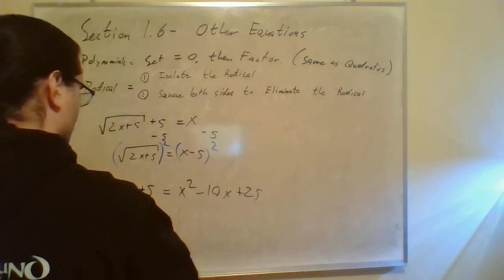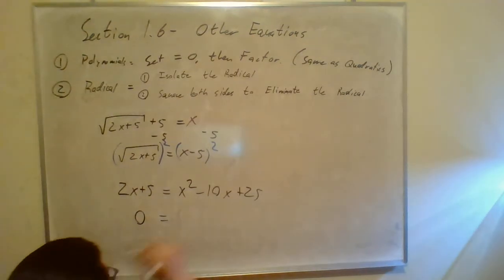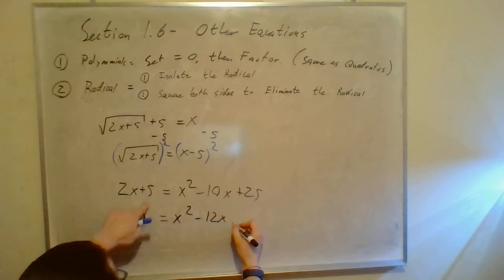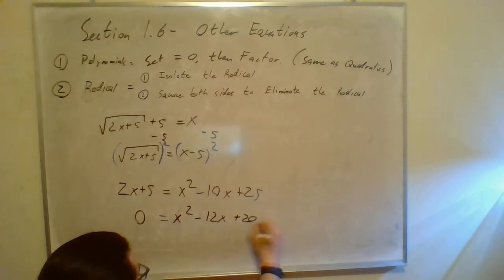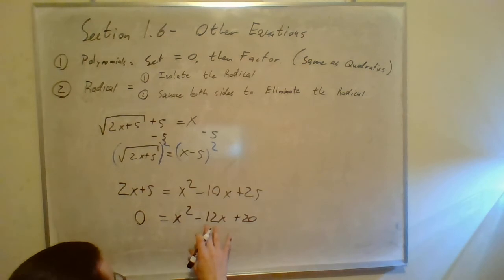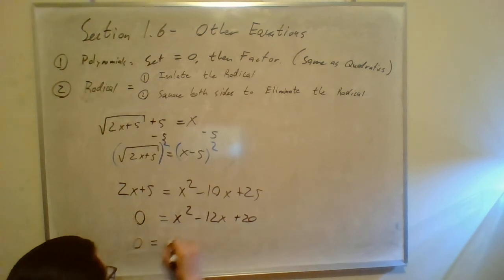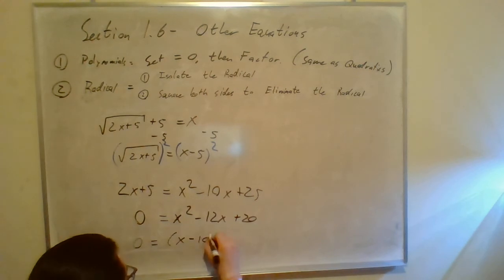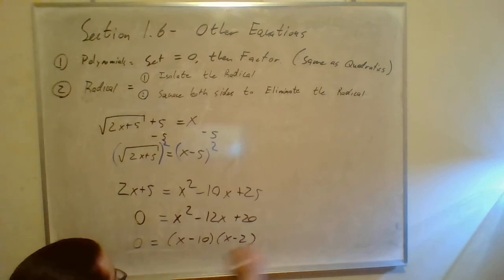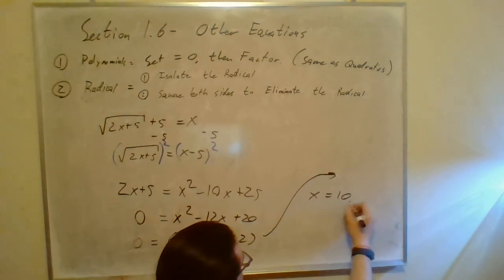We just need to make sure that both sides become 0. So we subtract the 2x from both sides. And that gives us minus 12x here, and then we subtract the 5, and that gives us a plus 20. Now I need 2 numbers that multiply to 20 and add to negative 12, and that's probably x minus 10 and x minus 2. So I get, let me come over here, say x equals 10 and 2.